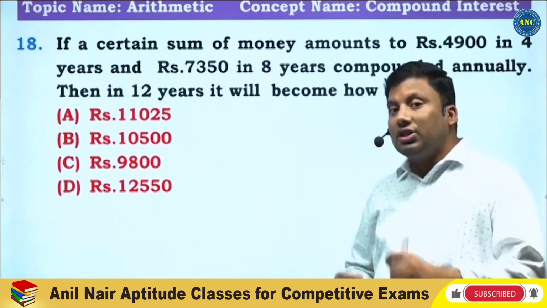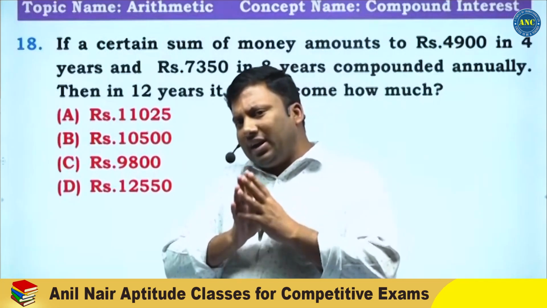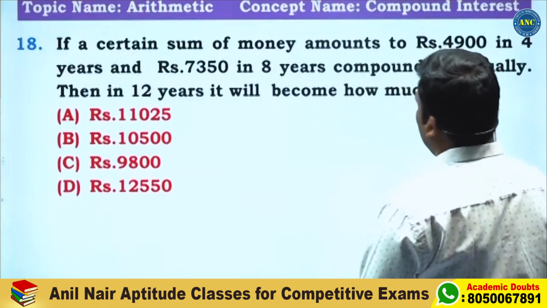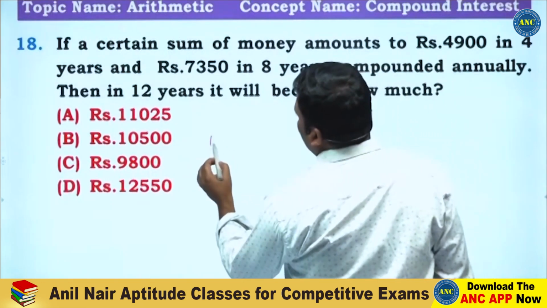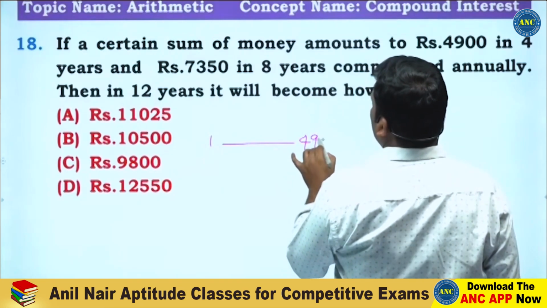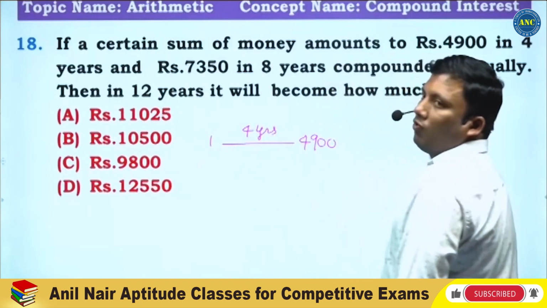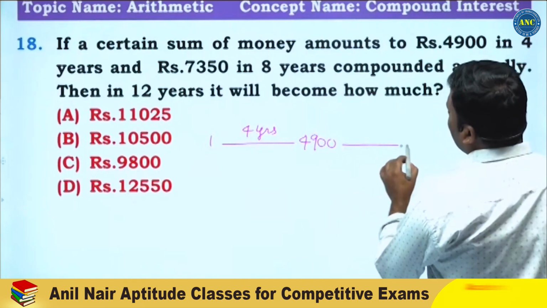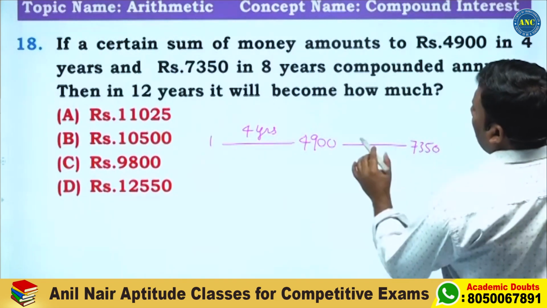Read this question. First thing, whenever you are solving any aptitude problem, be it aptitude, be it reasoning, or be it English, first read the question. If a certain sum of money amounts to 4,900 in 4 years, one is becoming 4,900 in how many years? 4 years. In 4 years one is becoming 4,900 and it is becoming 7,350 in 8 years.